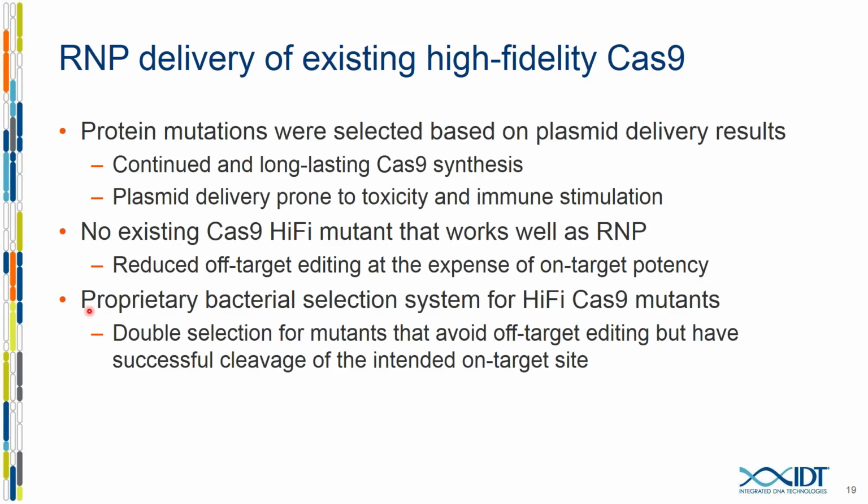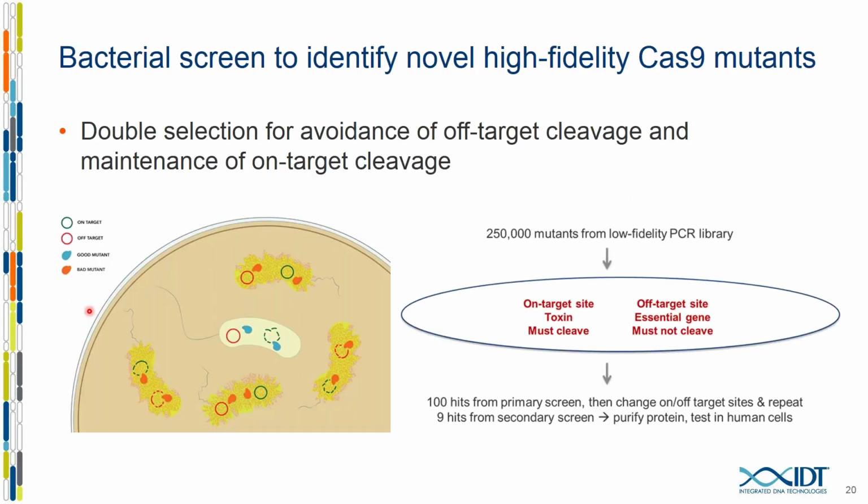I've done a lot of bacterial screens, transposon hunts, directed evolution, and I thought that, okay, maybe I can solve this problem by doubly selecting for mutants that avoided off-target editing, but also were able to maintain on-target potency. And the bacterial system we used is simply a 2 plasmid system here that I've got pictured in this cartoon.